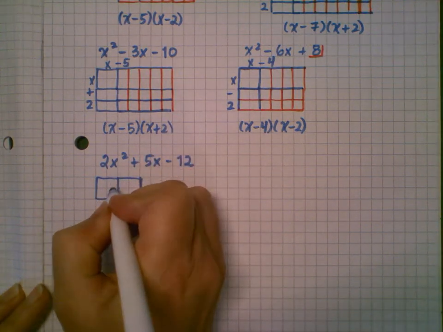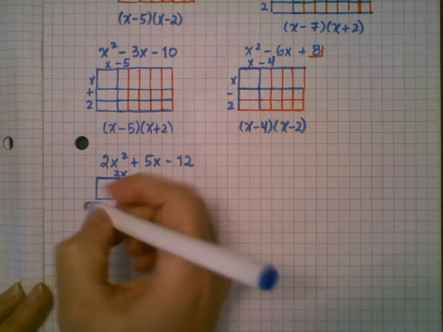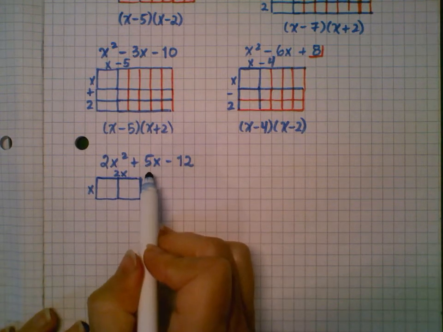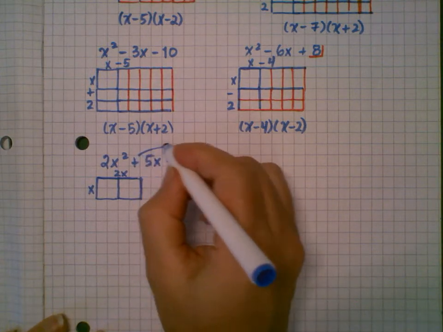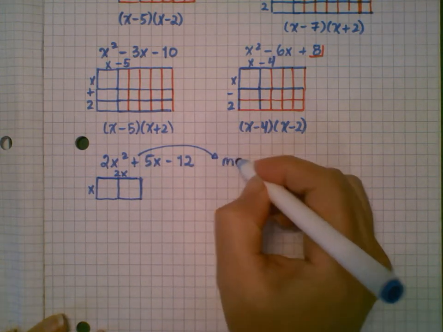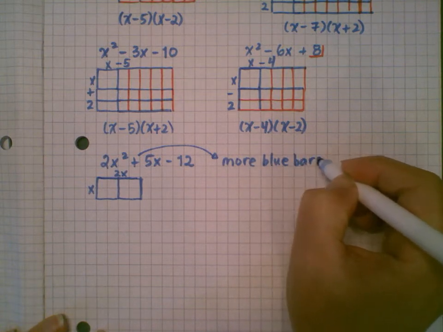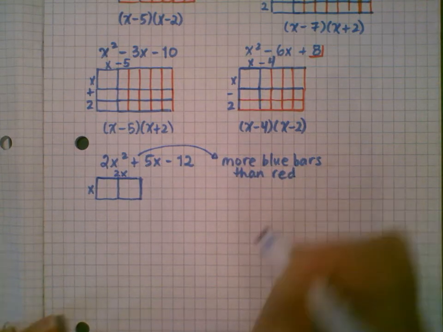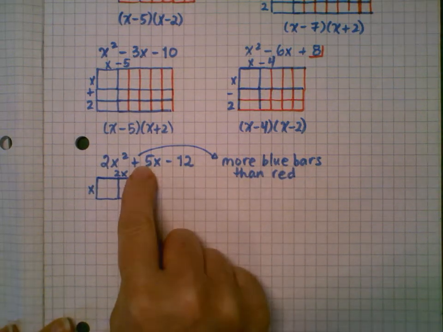All right, so this is 2 x's across here. And this is 1 x in dimension down the side there. Now my middle term is positive. So that's telling me that there are going to be more blue bars than red. More blues than reds because that middle term is positive.